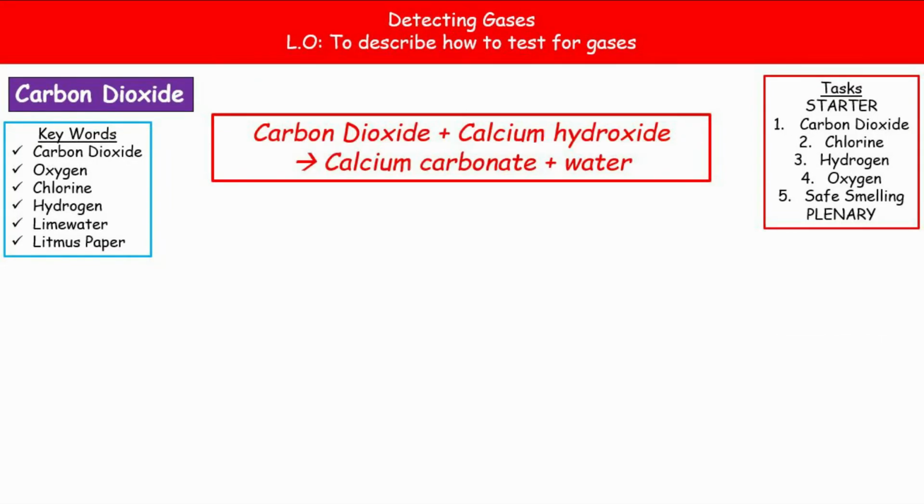Hopefully what we've got written down is carbon dioxide plus calcium hydroxide, which is our scientific name for limewater, makes calcium carbonate plus water. Give yourself a tick if you got it right.